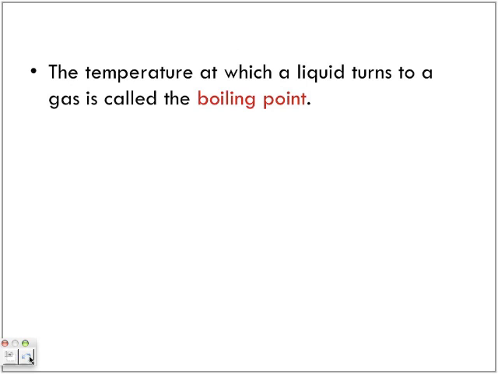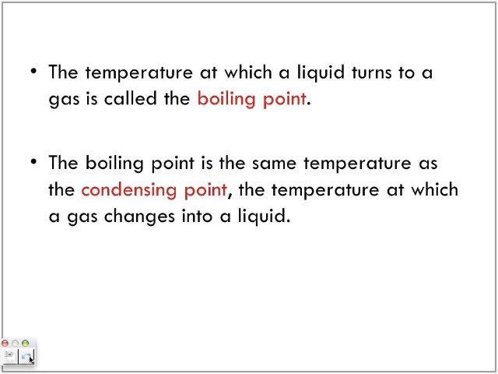The temperature at which a liquid turns into a gas is called the boiling point. So the temperature at which you're boiling water, and that water eventually evaporates into the gas form of water, means that the water has reached what we call its boiling point. The boiling point is the same temperature as the condensation point. The boiling point of water is 100 degrees Celsius. So at 100 degrees Celsius, water will evaporate into its gas form.